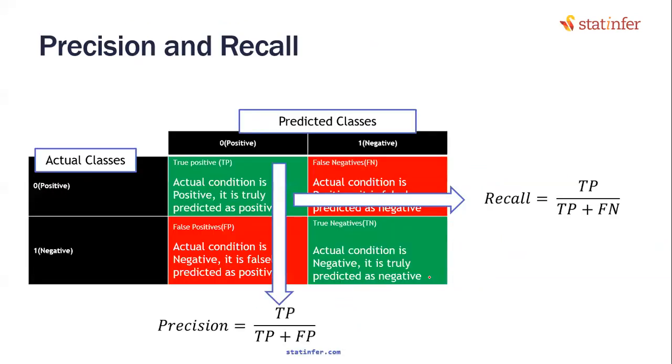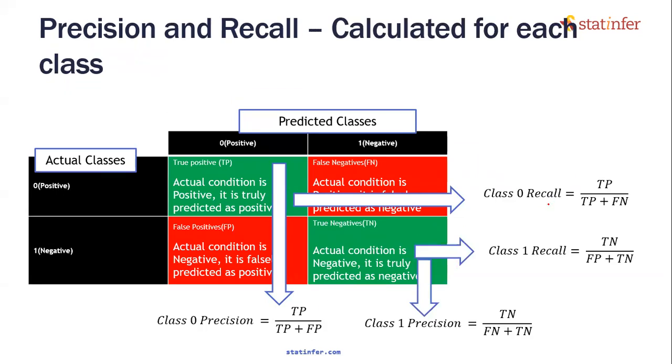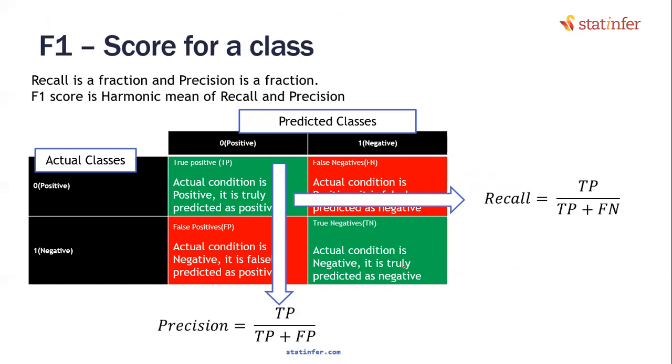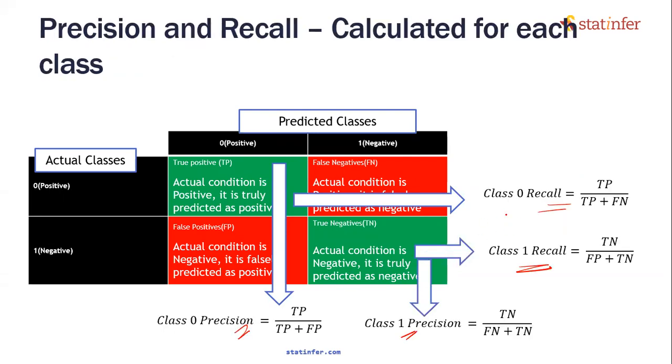Now that you have written the same formulas, we have recall of class 0, recall of class 1, precision of class 0, and precision of class 1. These are new formulas. So sometimes you may get questions on precision and recall. Will you be able to make this? Is it easy to understand?